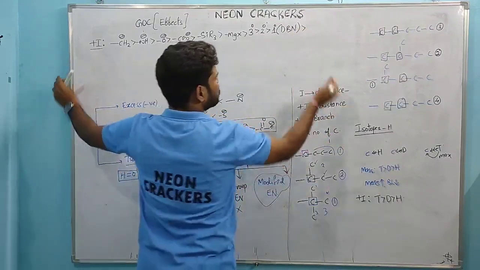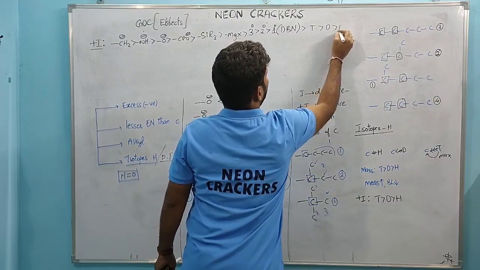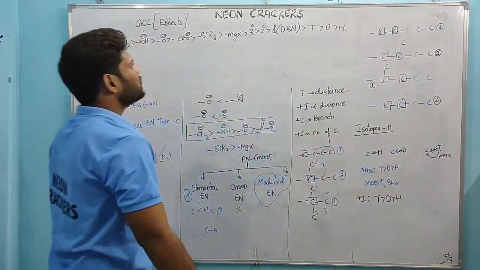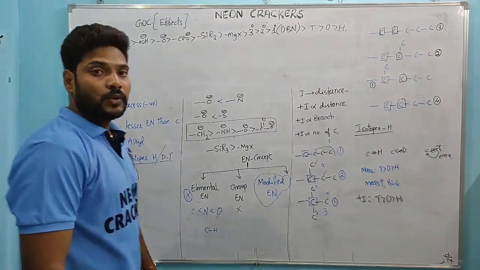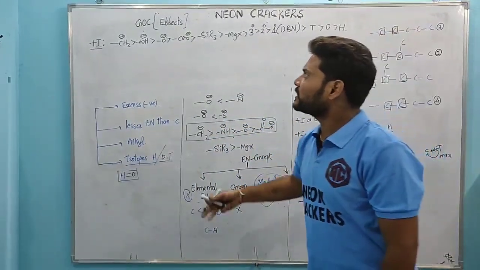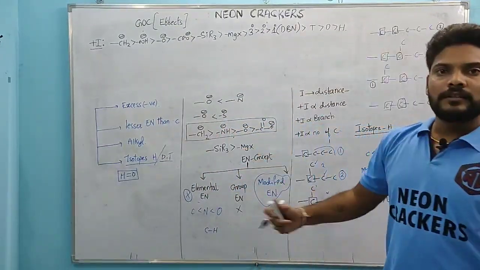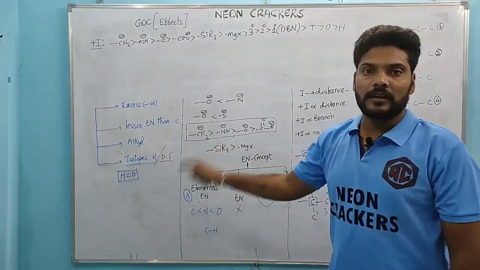Next one, hydrogen isotopes: tritium, then deuterium, then hydrogen. That's it. The plus I effect order is over. So this is the overall order of plus I. What are the applications of this plus I in organic chemistry? That we will see after discussing the minus I effect also.